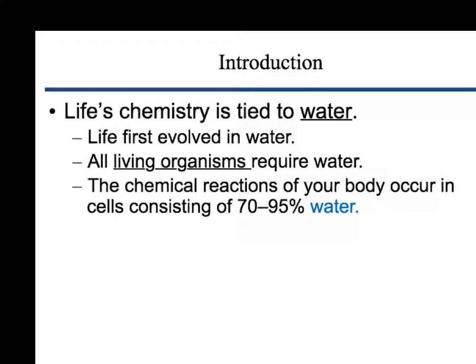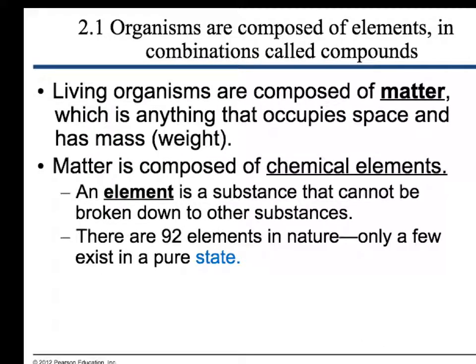So life first evolved in water. We know that all living organisms require water, and that the chemical reactions in your body occur in cells consisting of 70 to 95% water. Organisms are made up of elements in combinations we are going to call compounds. Living organisms are composed of matter. Matter is something that has mass and occupies space. We often refer to that as volume, so it has volume and mass.